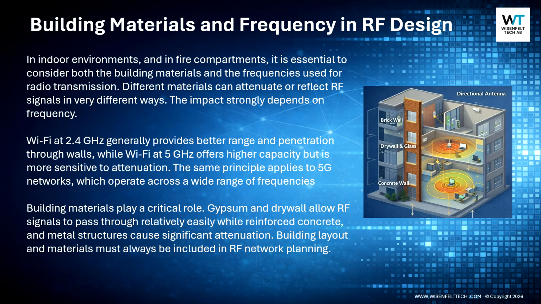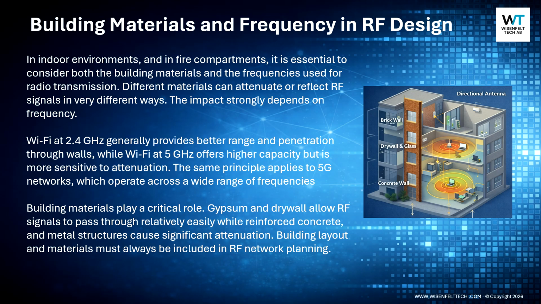When designing an RF network for indoor environments, especially in buildings with fire compartments, it is important to start with the building itself. The structure, layout, and materials of the building have a major impact on how radio signals behave. Radio signals do not travel freely indoors. As they pass through walls, floors, and ceilings, they can be weakened, blocked, or reflected.